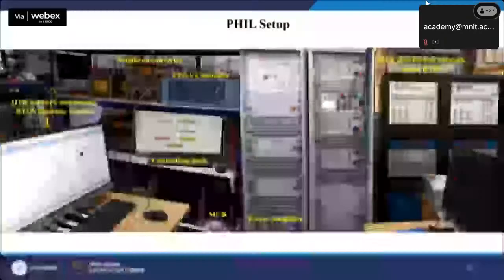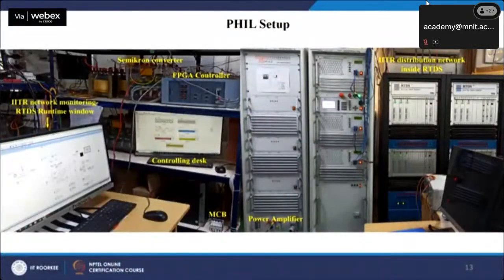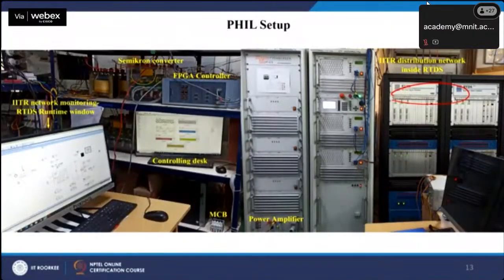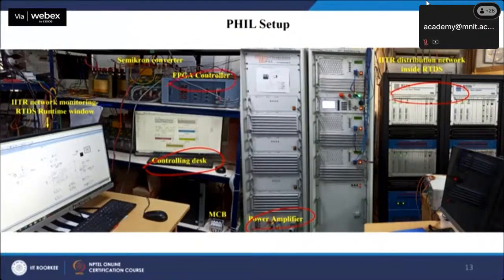Now, the complete setup which is before you is the PHIL setup for this experimentation. As you could see, the simulator RTDS, in which the IIT Roorkee distribution network is built, and you can see the power amplifier, controlling desk, FPGA controller, Semikron converters, and the IITR network monitoring RTDS runtime window, and you can see the MCB. Furthermore, the laboratory test bench in the RTDS lab at the Electrical Engineering Department of IIT Roorkee can also be visualized in this lecture.